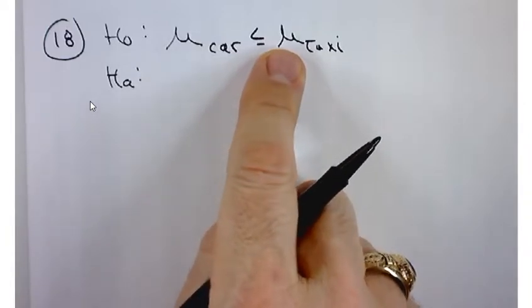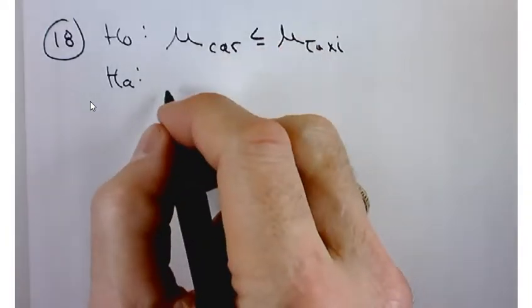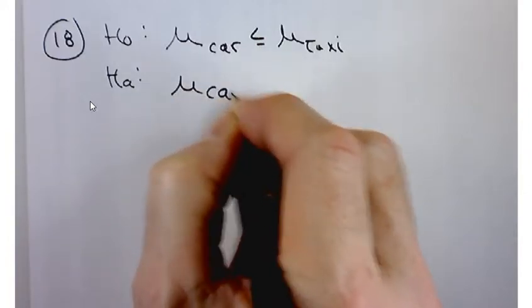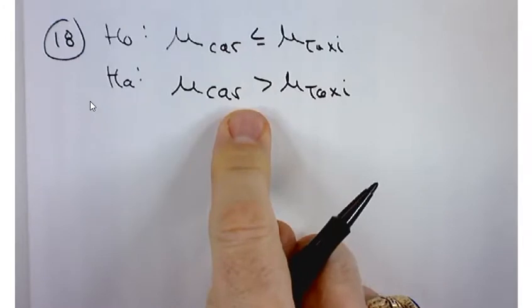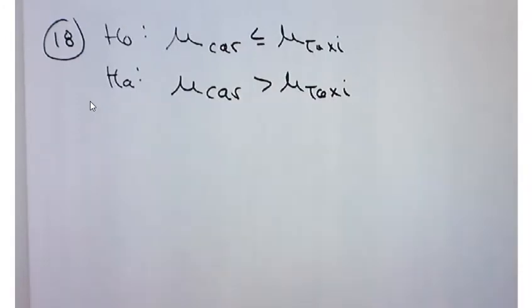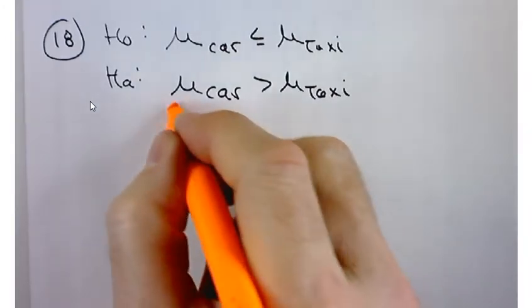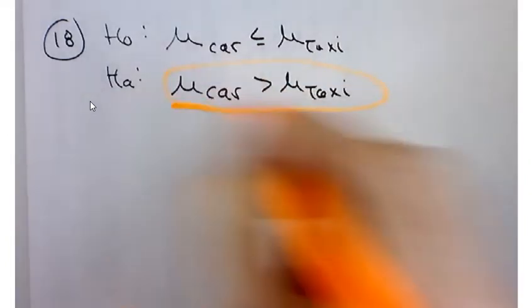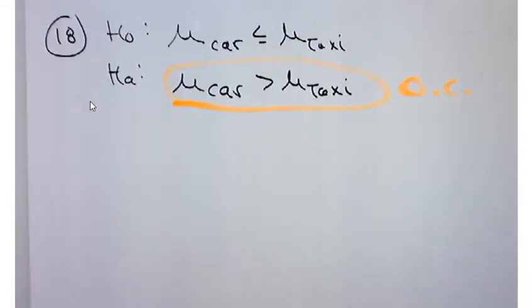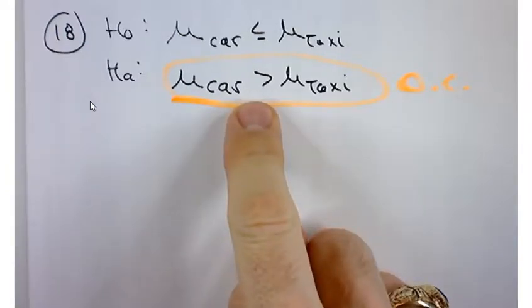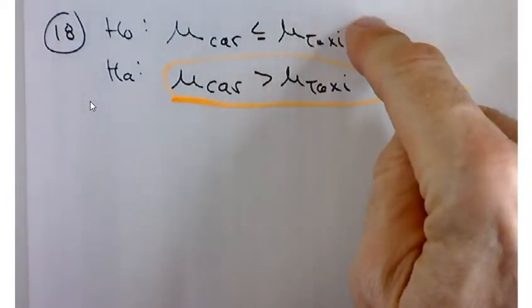That's your null hypothesis. Of course, I probably should have started out with mu sub car is greater than mu sub taxi. That's the claim that you're testing. So that's our original claim, OC. Let's circle that. That goes in the alternative hypothesis, and then you figure out, all right, well, this must be what's in the null hypothesis.